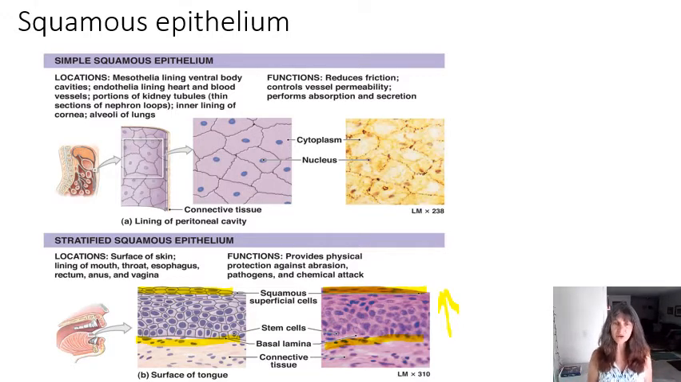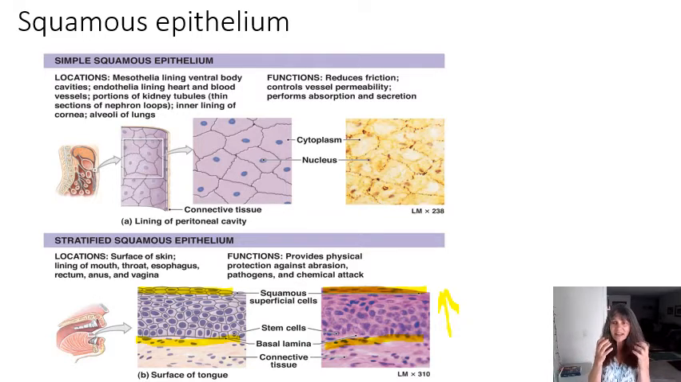So stratified squamous epithelium is obviously going to be on the surface of the skin, which is called the epidermis. It also lines the mouth, the throat, the esophagus, the rectum, the anus, the vagina. I used to tell my students in lab that these are high traffic areas, right? Because you get a lot of abrasion on your skin, high areas of wear and tear.